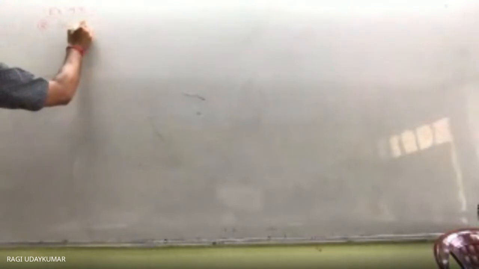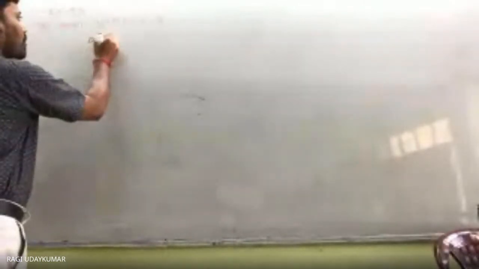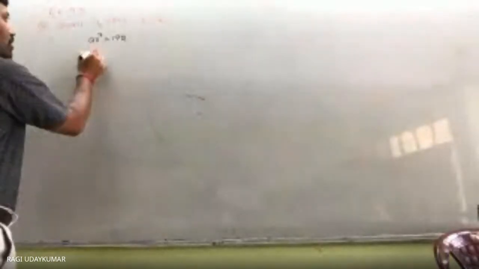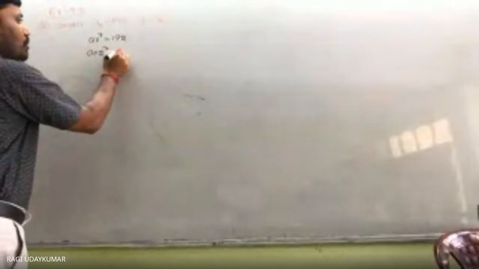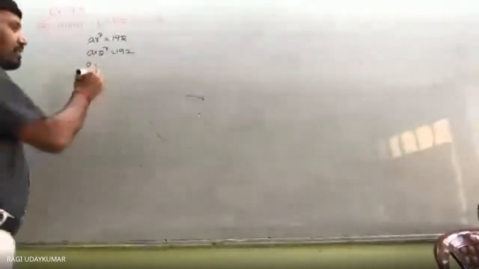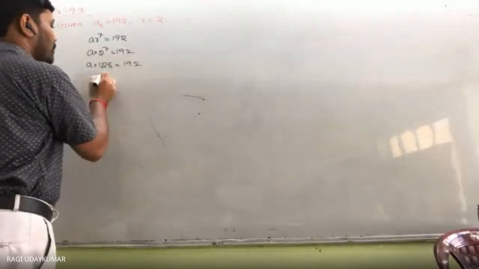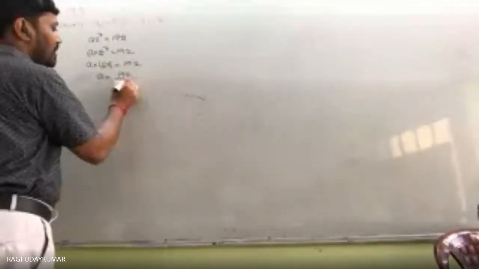So given A8 is equal to 192 and the common ratio r is equal to 2. A8 in the geometric progression is a r to the power of 7. So a r to the power of 7 is equal to 192. The r value is 2, so substitute it and find a. a into 2 power 7 is equal to 192. 2 power 7 is 128. So a is equal to 192 by 128.